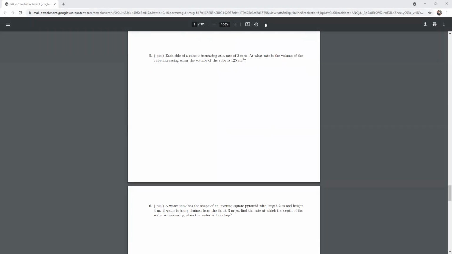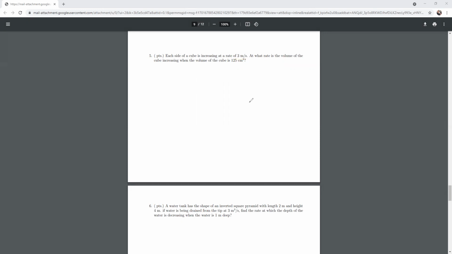Okay, so let's start with this one. This one is problem 5. Okay, so it says we have a cube, the sides of the cube are increasing at a rate of 3 meters per second. At what rate is the volume of the cube increasing when the volume of the cube is this?